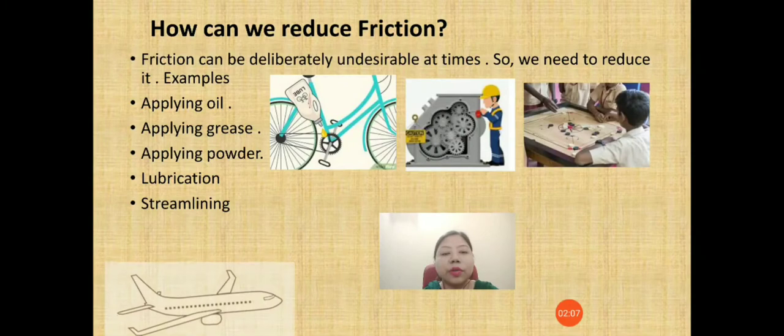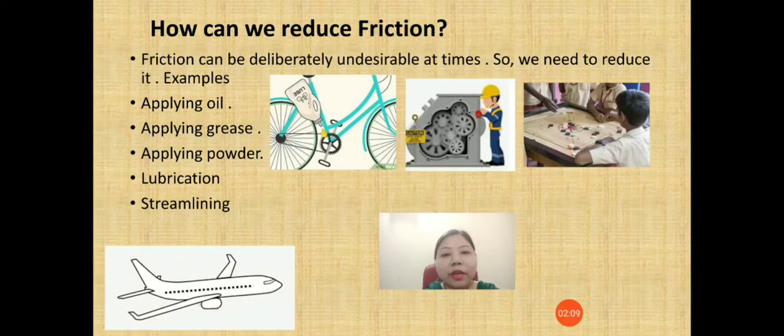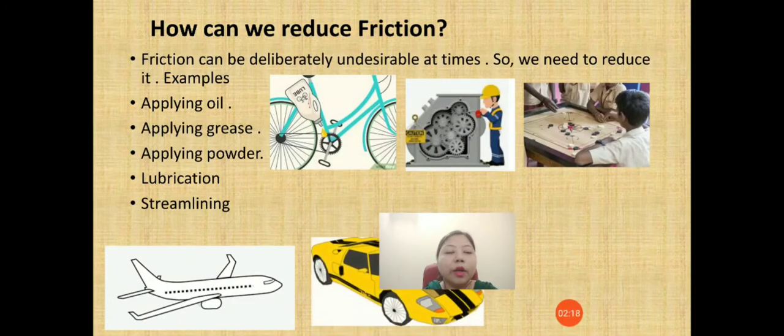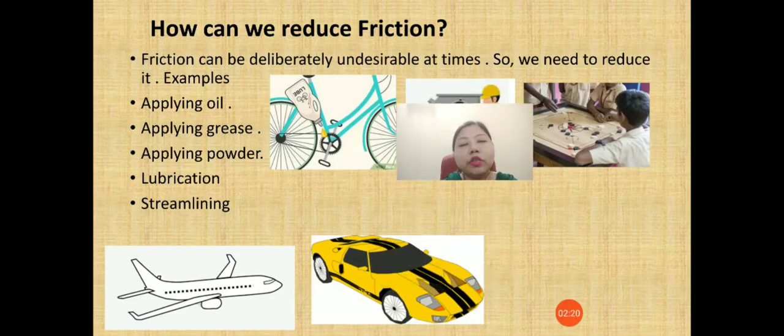Streamlining. Streamline is a specific shape which some vehicles have, and they are designed in such a way that they have a streamlined body which will help them to move very easily. It can cut through the air very easily. So we will be discussing the streamlined shape in later classes.